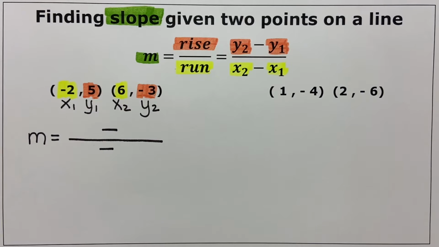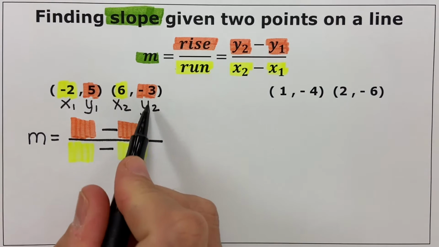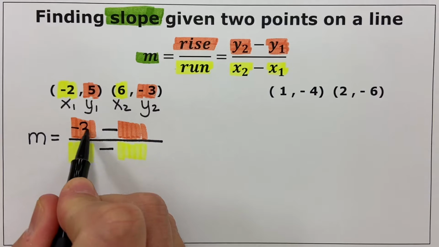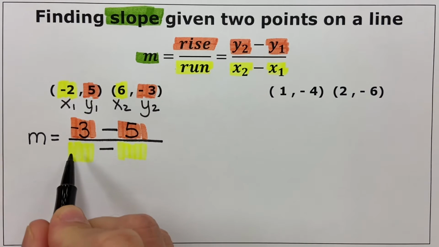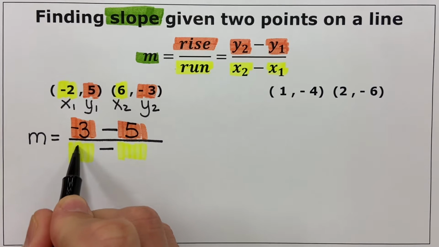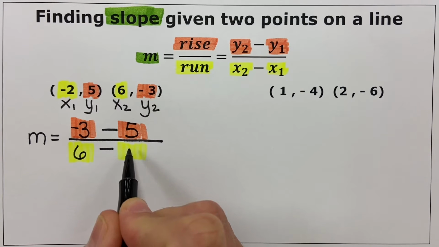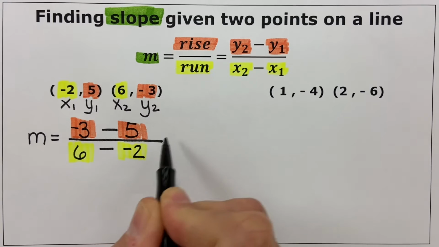When finding slope, I like to pre-write the fraction bar and the minus signs in the top and the bottom. Now we're ready to make our substitutions. Following the formula, I will put y sub 2, which is -3, right there, and then y sub 1 here. Again, following my formula, x sub 2 is 6 minus x sub 1 is -2.